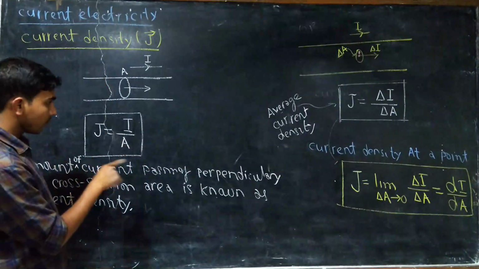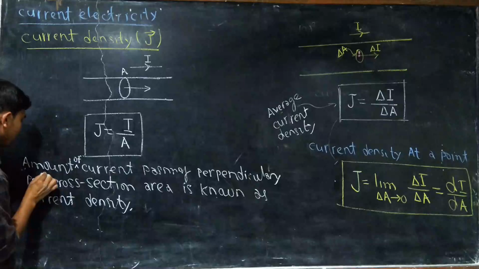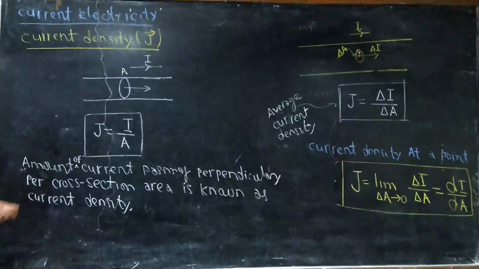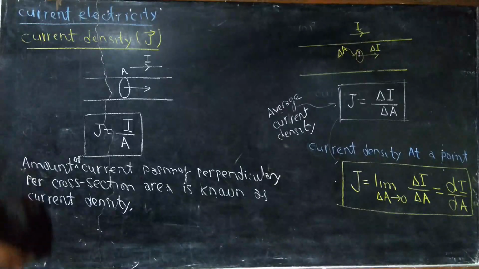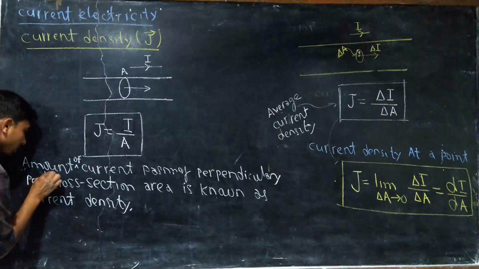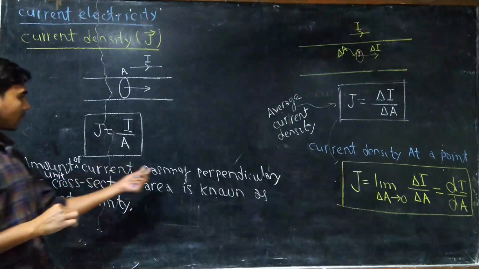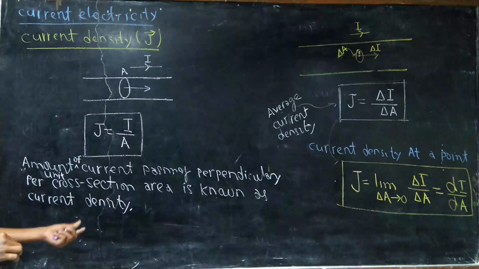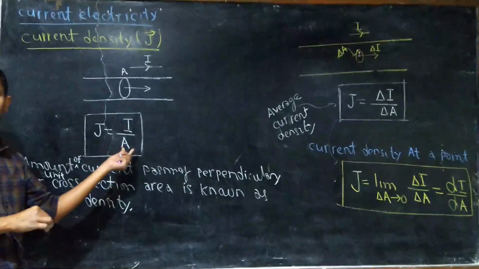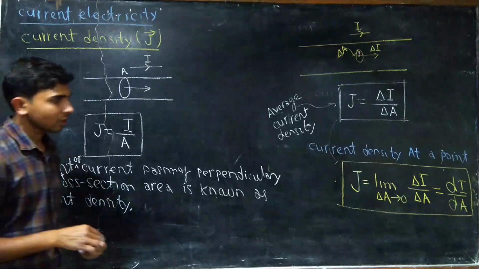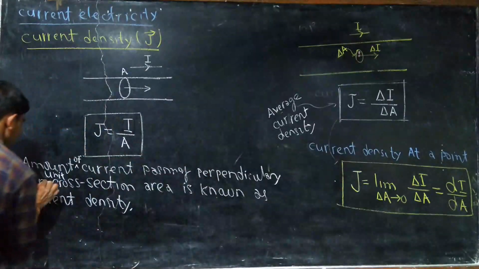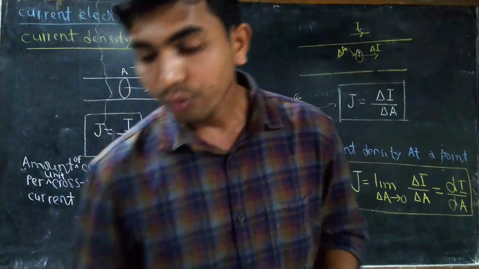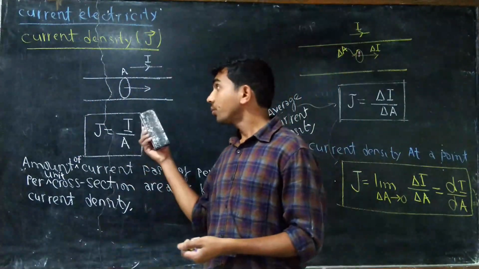The amount of current passing perpendicularly per unit cross section area is known as current density. So see now, here I is per unit cross section area, so here per unit will come. Now I'm going to write some more formulas related to current density.